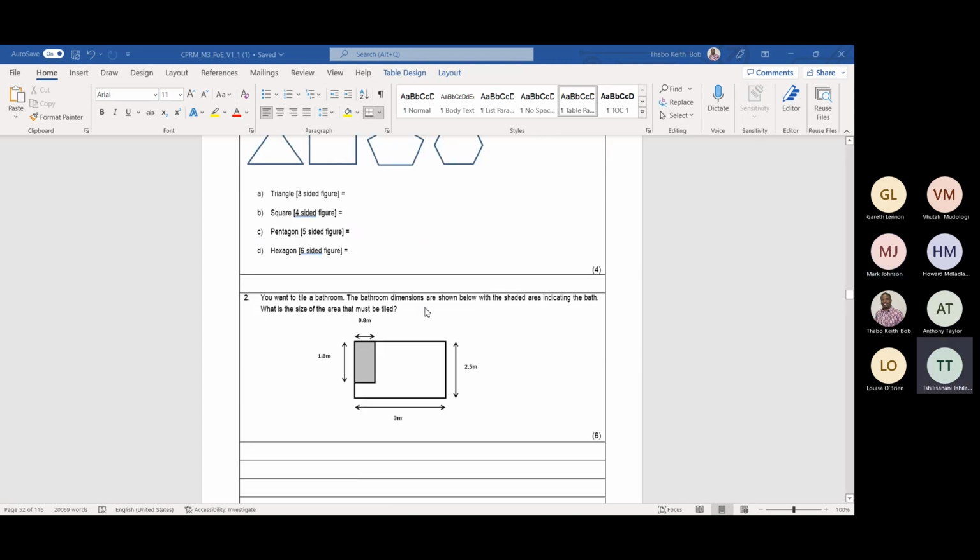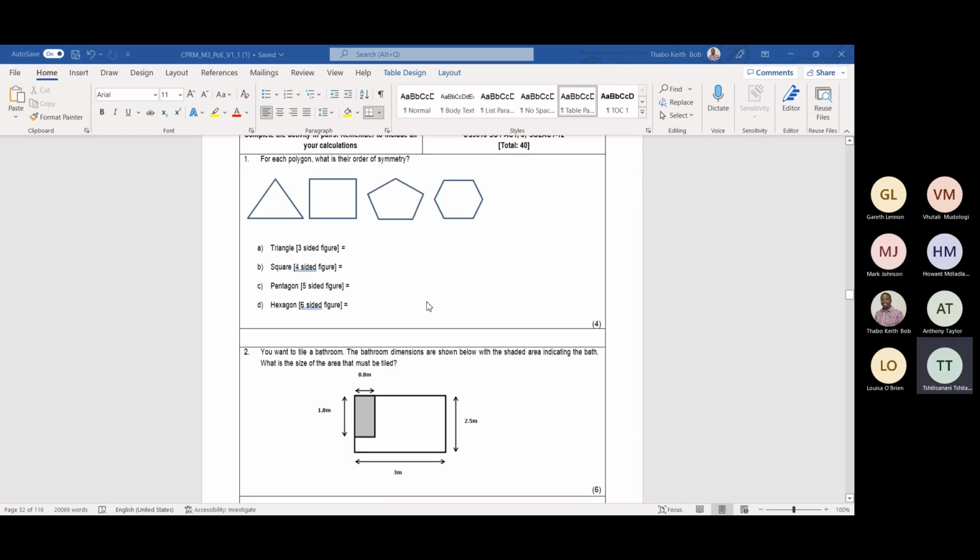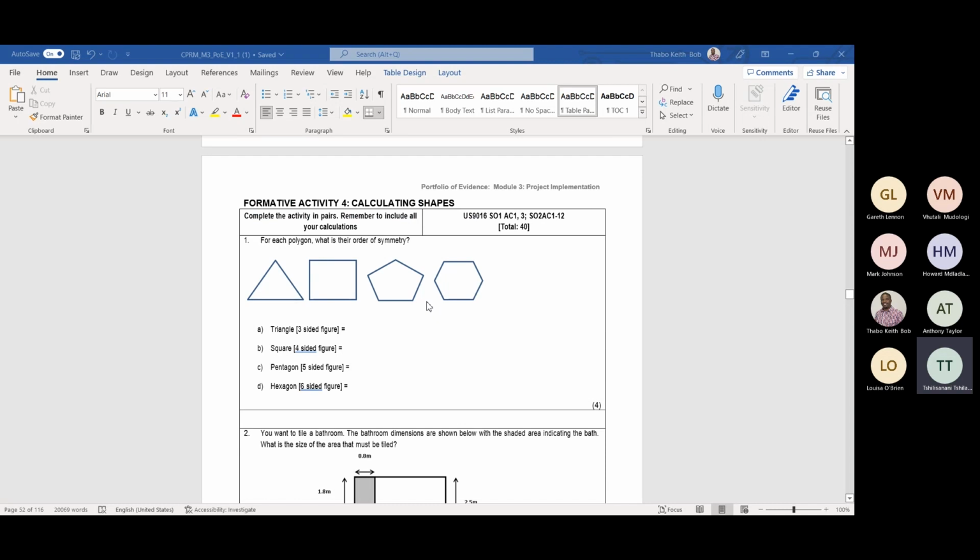Can I ask a question real quickly? So the question is, for each polygon, what is their order of symmetry? Symmetry is basically when you bisect that thing and it looks symmetrical on both sides, right? Which means the triangle will have 2, not the lines of symmetry, but it's symmetrical. It's bisymmetric. If you cut it from the top to the bottom, you will have 2 sides that look alike. And the square will have 4 sides that look alike.